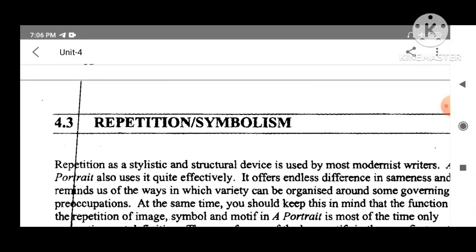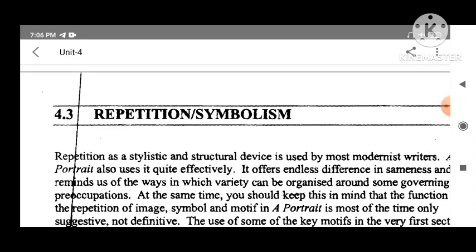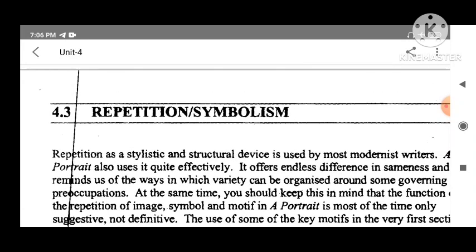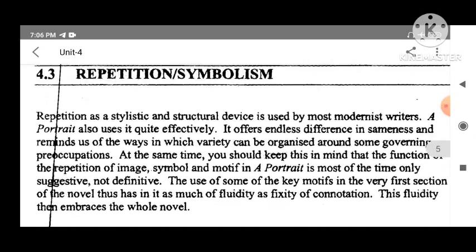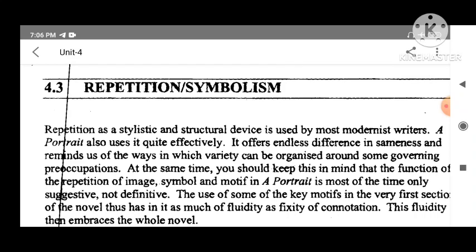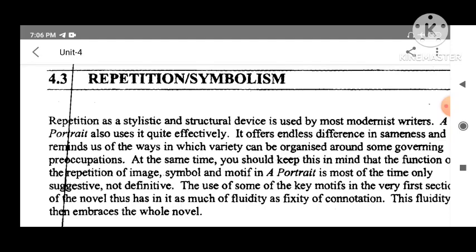I will go to repetition or symbolism. What are repetition and symbolism? That is a technique applied in A Portrait of the Artist as a Young Man by James Joyce, which I will describe. So what is repetition? Repetition means, as you already know, whenever we do any work one after another without interruption, the same work repeatedly, that is called repetition.